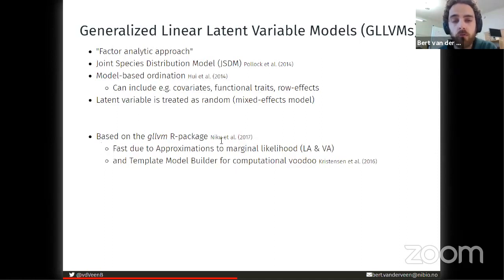What I'm doing here is based on the GLLVM package by Jenni Niku and colleagues, which implements these models using approximations to the marginal likelihood, so either Laplace or variational, in combination with Template Model Builder to make everything run nice and smooth.